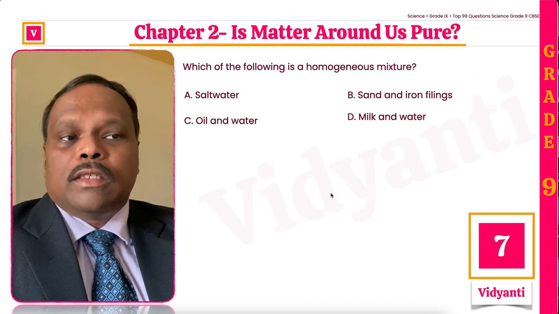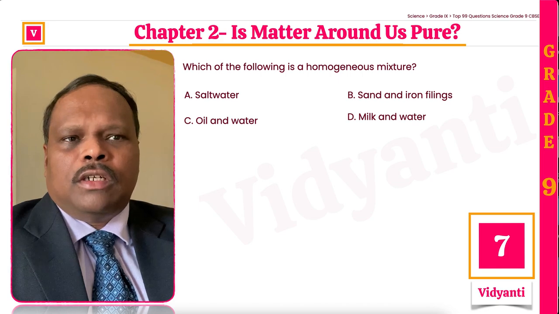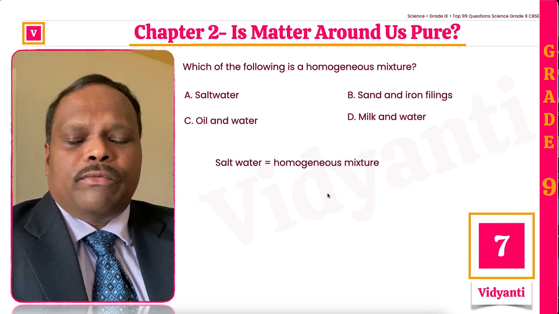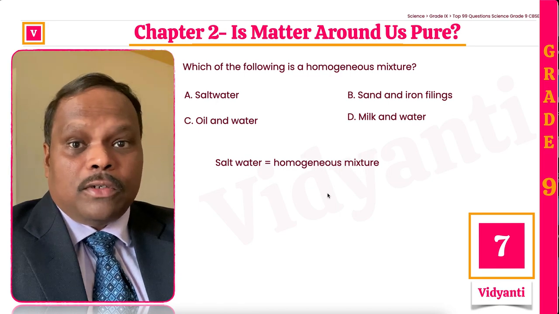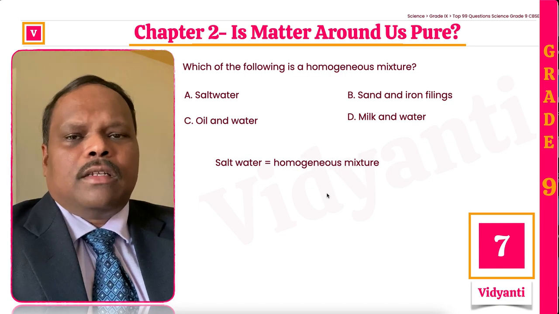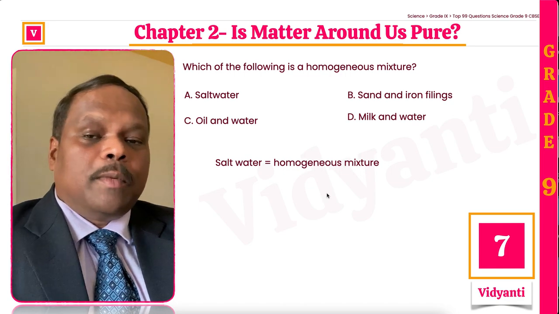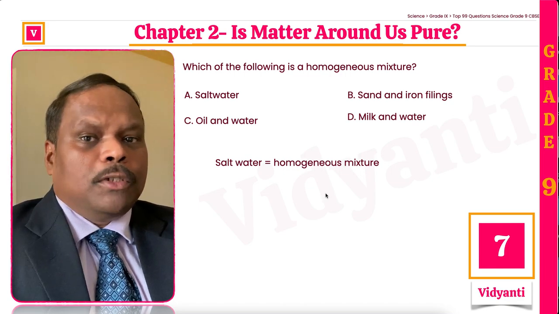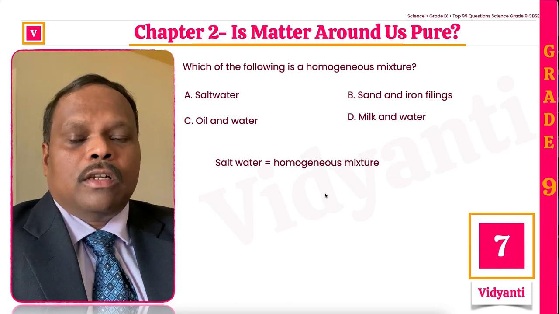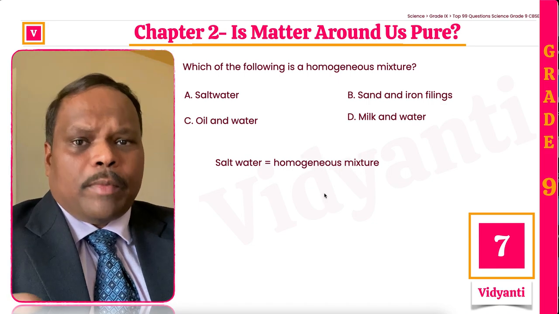Which of the following is a homogeneous mixture? Homogeneous mixture is where the phases are very difficult to distinguish, and at the same time they are hard to separate, as opposed to that, a suspension will be a heterogeneous mixture where we can physically see with visual inspection the two separate phases.